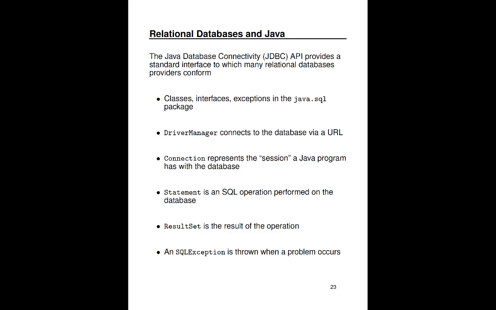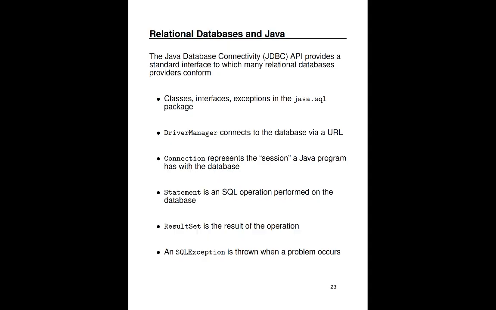The JDBC API comes from the java.sql package, and it contains the classes, interfaces, exceptions, and all the code that you'll need to work with relational databases. Here are a couple of the key APIs in that package. There's a class called DriverManager, which connects to the database via a URL. And we'll shortly learn what a driver is and how to access the database using it.